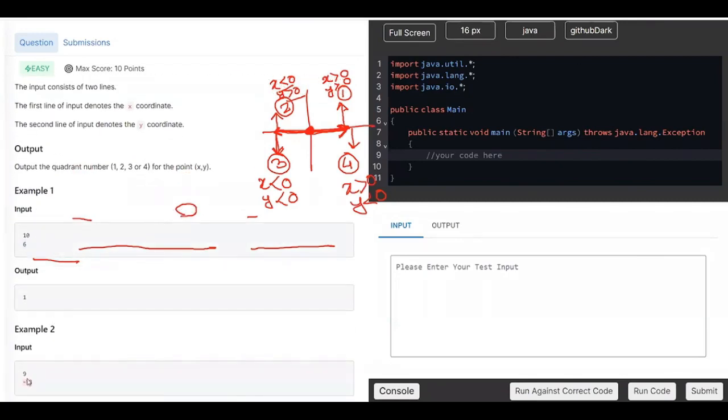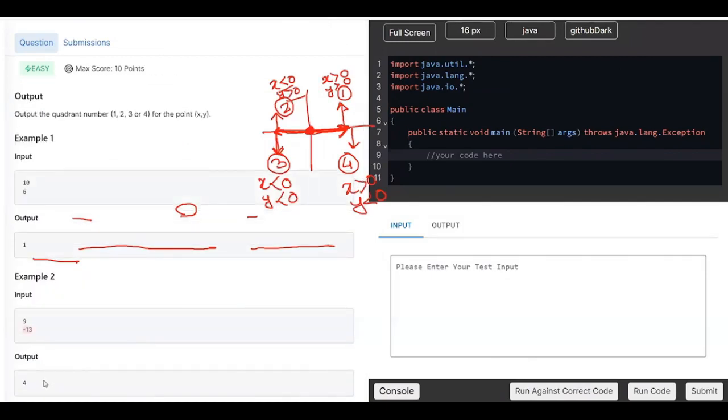Let's look at example 2. 9 and minus 13. So the x coordinate is positive and the y coordinate is negative. Can anybody help me, in which quadrant does example number 2 point lie? In which quadrant? 9, minus 13. Can you classify in which quadrant? The x coordinate is positive and the y coordinate is negative. Think about it, guys. It's in quadrant number 4, right? It's in quadrant number 4. For quadrant number 4, your x coordinate is positive and the y coordinate is negative. So for this, the output will be quadrant number 4.